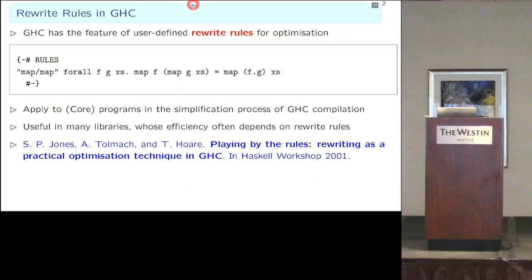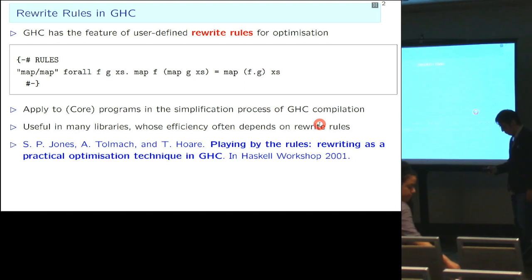GHC has a feature of user-defined rewrite rules for optimization. For example, this map rewrite rule translates two nested maps into a single map, which can be regarded as more efficient than the two maps. GHC applies this kind of rewrite rules to the core program in the simplification process of GHC compilation. These rewrite rules have proved to be very useful in many libraries whose efficiency often depends on rewrite rules.